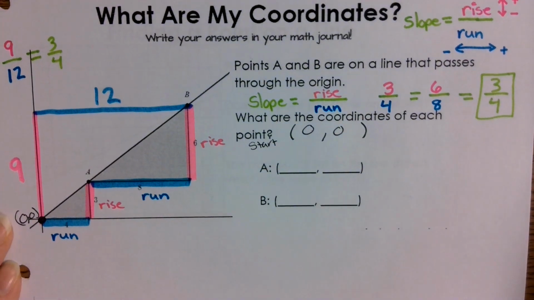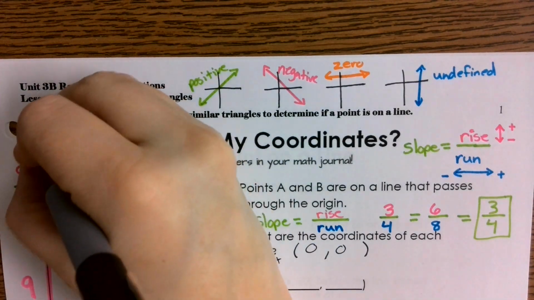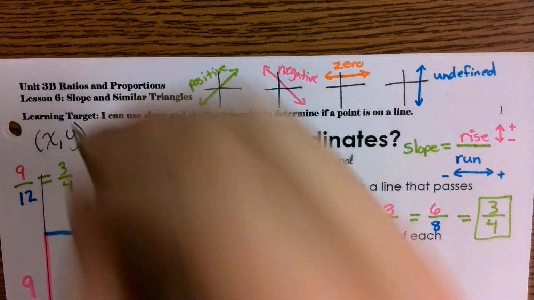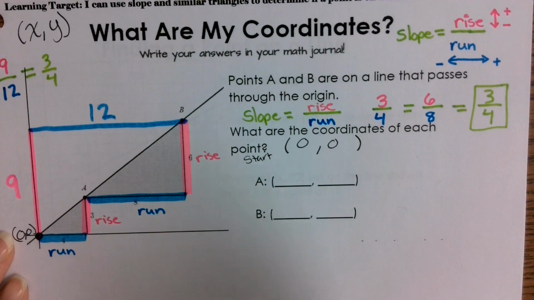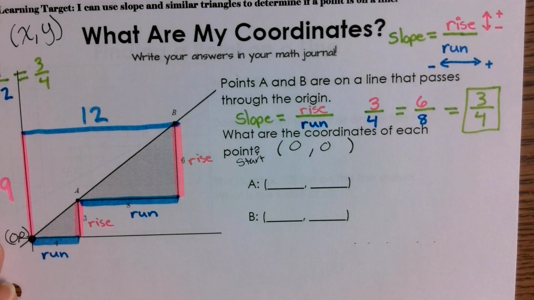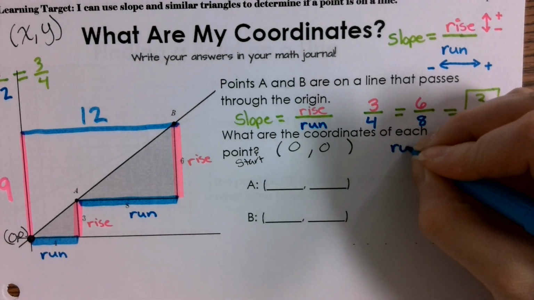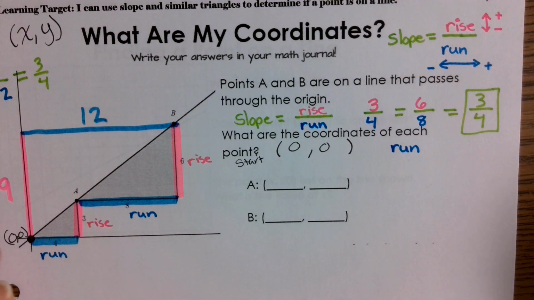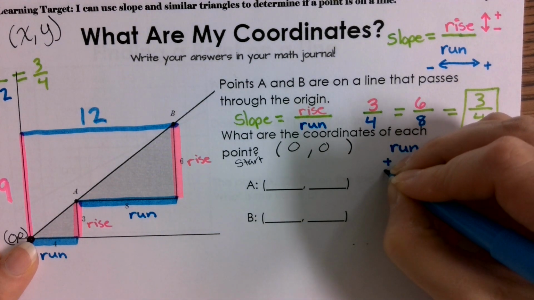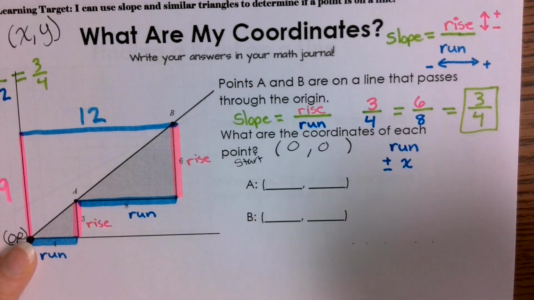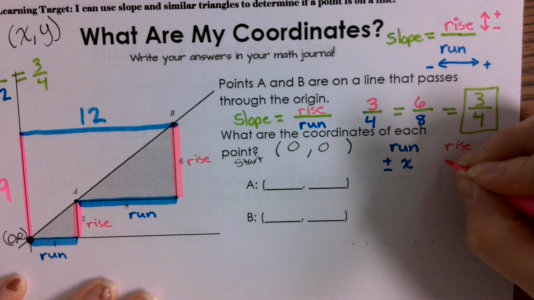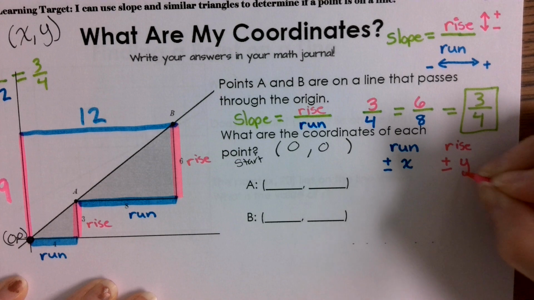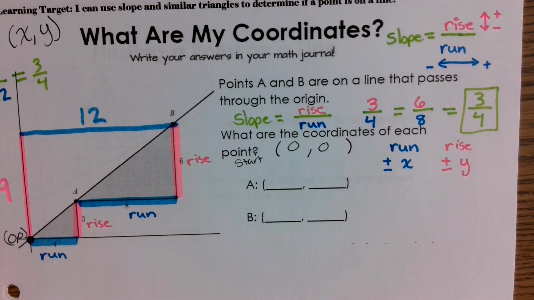And just so you know, all coordinates are always written as x, comma, y. Your x value always gets written first. Your y value always gets written second, right? So when we're taking a look here, the cool thing about our rise and our run, the run has an effect on the x value. You can either add or subtract your run to your x value. And with your rise, you can either add or subtract your rise to your y value, and it'll allow you to find your next point.